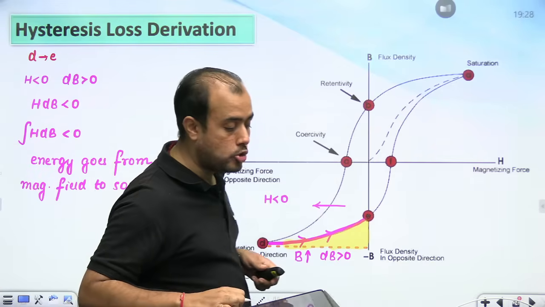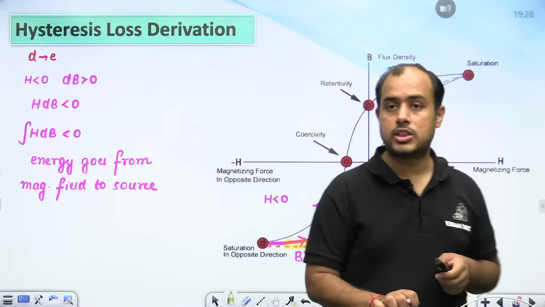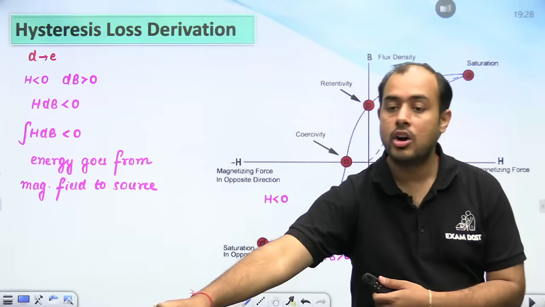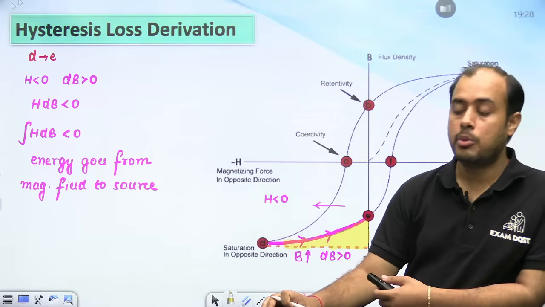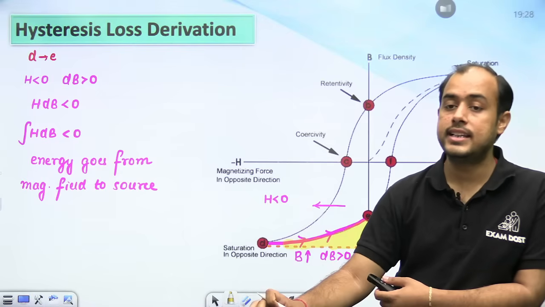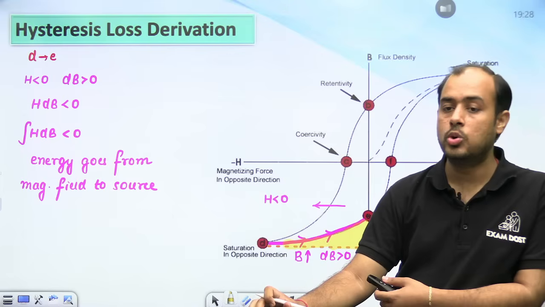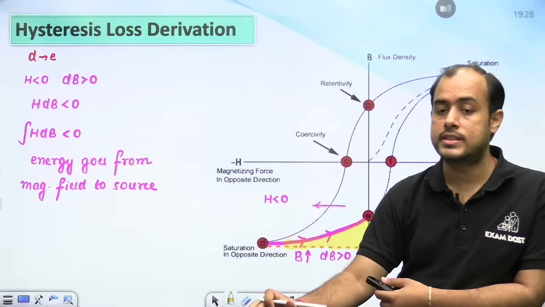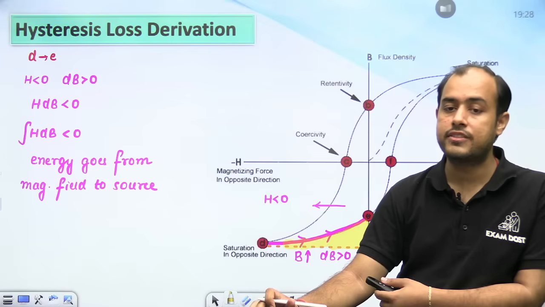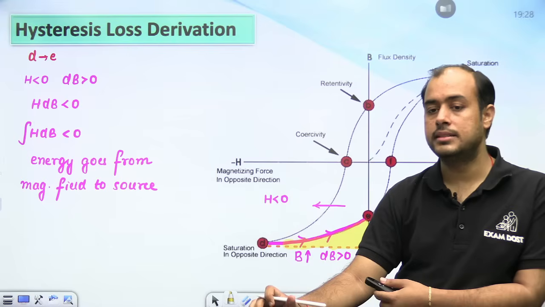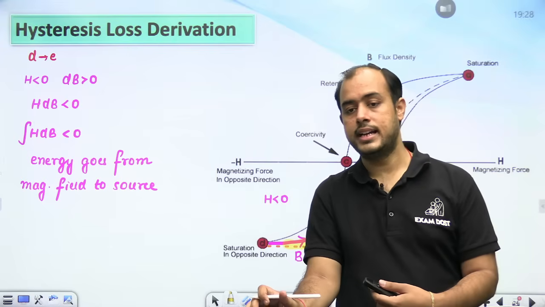We have obtained two positive areas and two negative areas. हमें दो पॉजिटिव एरिया मिल गए और दो नेगेटिव एरिया मिल गए. पॉजिटिव एरिया मींस एनर्जी गोज फ्रॉम सोर्स टू द फील्ड. नेगेटिव एरिया मींस एनर्जी गोज फ्रॉम फील्ड टू द सोर्स. Is that clear, beta?